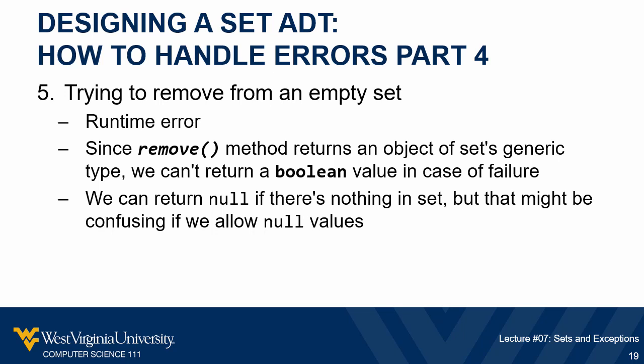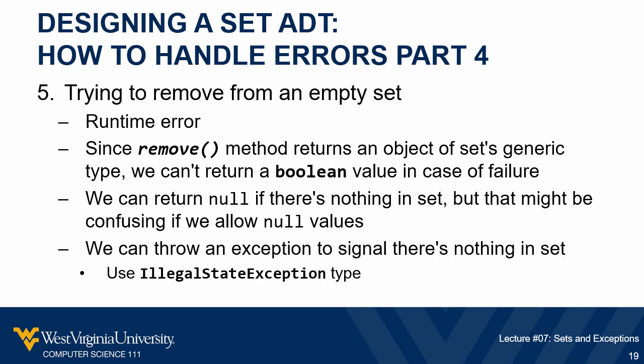The problem becomes if we return null and we allowed nulls to be stored in the set, then we're going to have trouble determining if that null that we returned was because there was nothing there or because that was actually the item that was selected to be removed. So this is a case here where we might want to actually think about throwing an exception. And I would use the illegal state exception here, because in this case we can't run this version of remove at all if there's nothing there in the set.